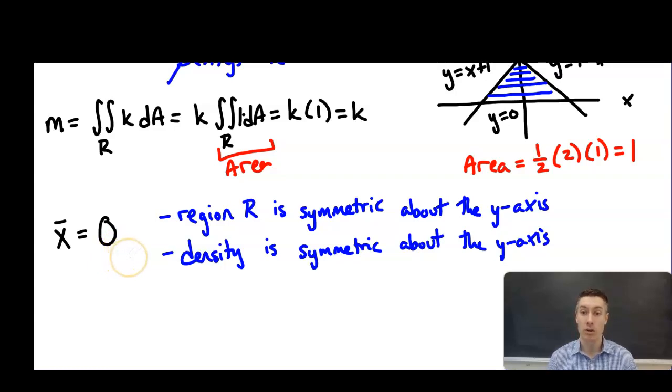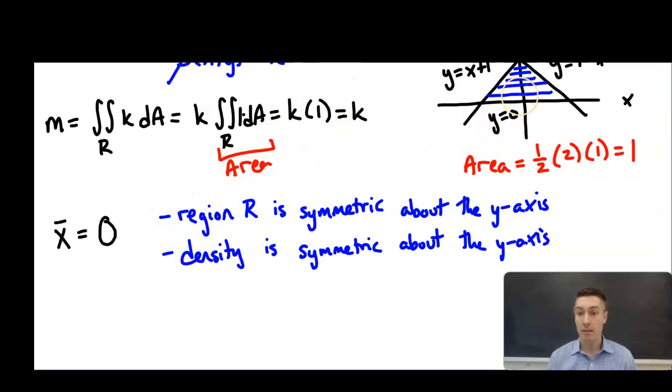Right? So we need symmetry in the region that's defined by the lamina, and we need symmetry in the density distribution. It doesn't have to be a uniform distribution for this to be true. Right? If an equal amount of that density is distributed on the left side of the axis as is on the right, and you can convince yourself of that, then we can make the assumption that the coordinate is 0. If you can't convince yourself, then go through the process of integration.